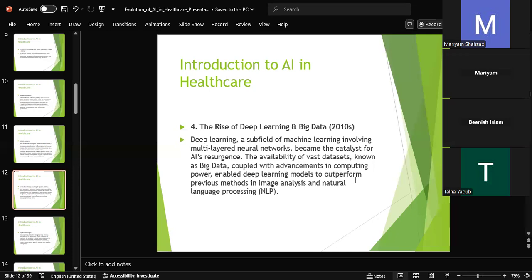So what is deep learning? Deep learning is basically something we have invented. We talked about the ANNs, the artificial neural networks, which are based on the neurons, the neural system of the human brain. All right.